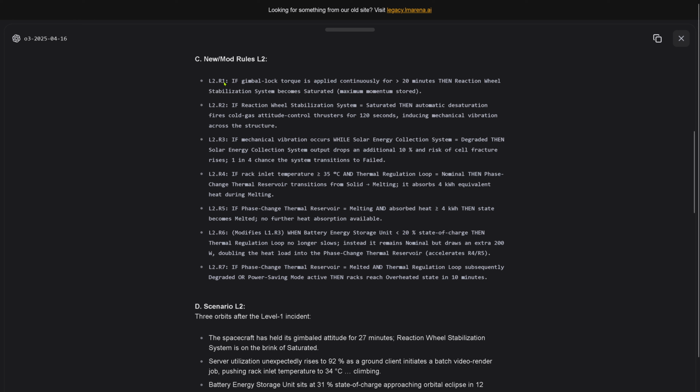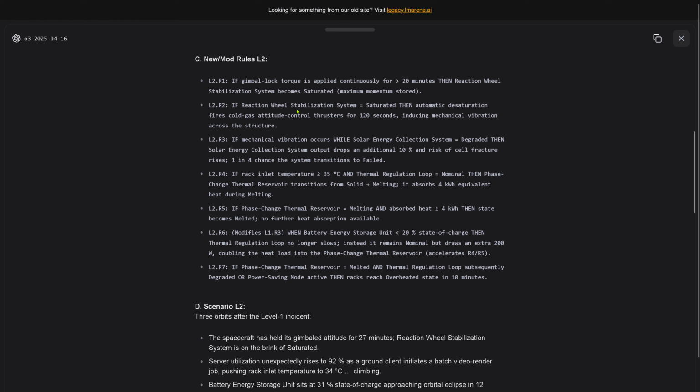So new rule 1 for level 2 is if a gimbal lock torque is applied continuously for more than 20 minutes, then, and you see it's almost here an if-then reaction, the simplest case. We could have much more complicated, but this is a baby model. Then the reaction wheel stabilization becomes saturated, maximum amount stored.